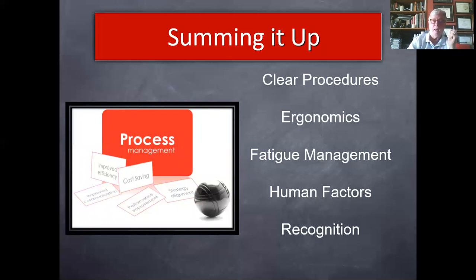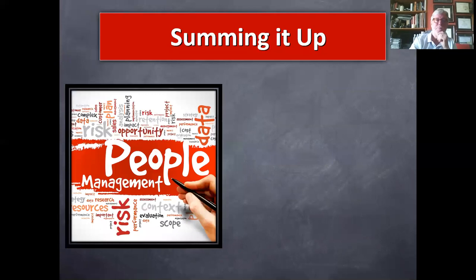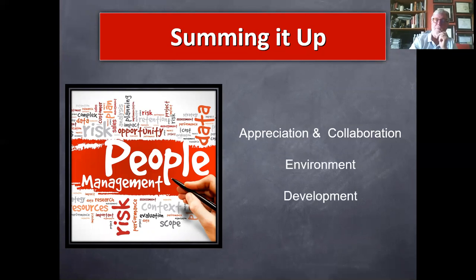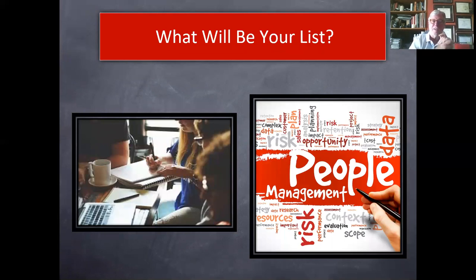So, and again, one here that's important in process, and this goes back to the Gilbreths that we studied: clear procedures, ergonomics, fatigue management, human factors, and recognition. Oh my, how complicated, huh? Also, under people management, appreciation, collaboration, environment, development. These could serve as your checklists as you're running a department, trying to figure out what you are contributing as a leader, a manager, or a supervisor. And thus, what will be your list?